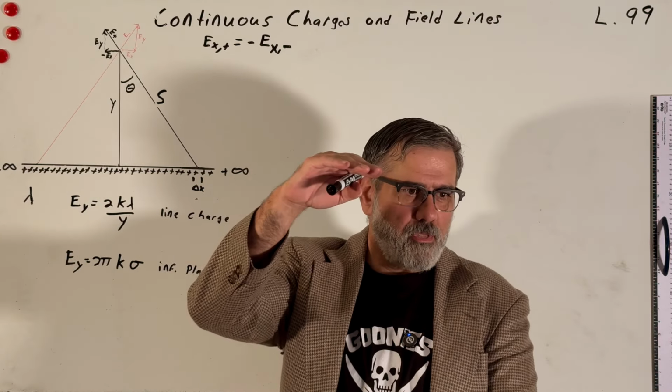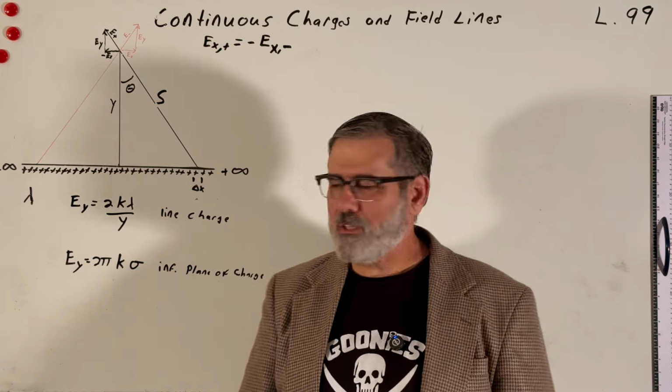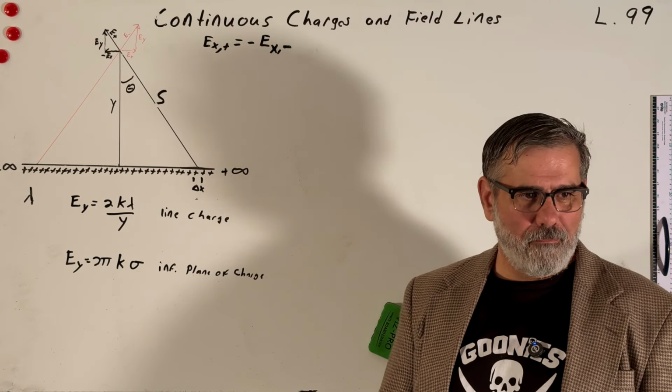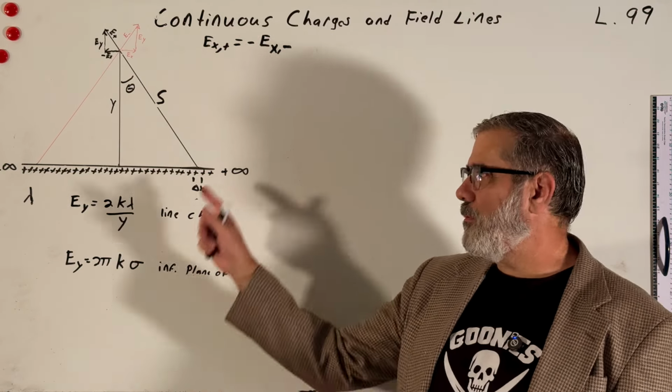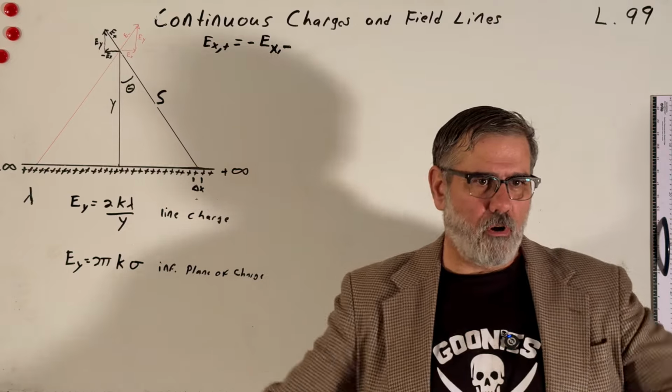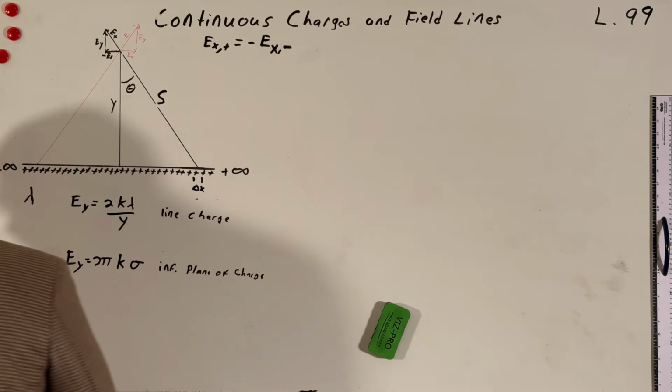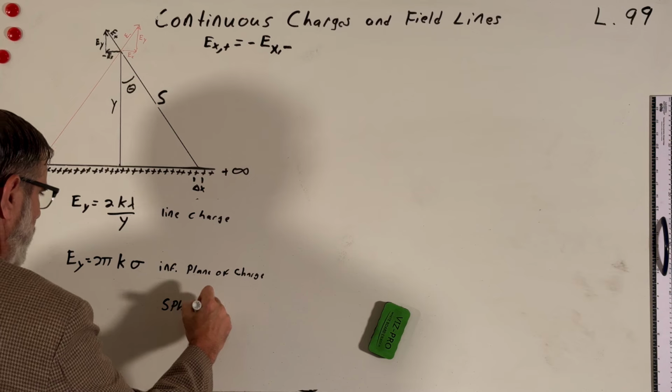So no matter how far away from this infinite plane of charge I am, I still get the same electric field. That's weird, right? So we didn't see that with a line of charge, but we do see it with a sheet of charge. That's what I should have written, sheet of charge. Okay? What else? A sphere of charge.